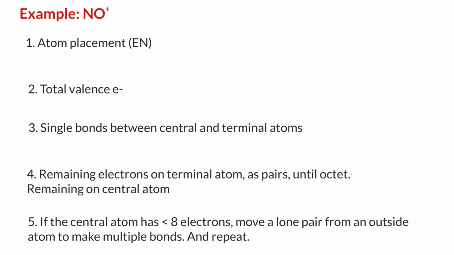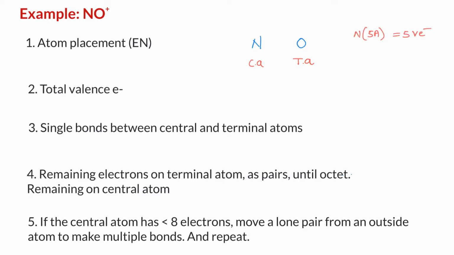Next example, NO+. There are 2 types of atoms here, nitrogen and oxygen. I am going to place the atom with the least electronegativity in the center, that is nitrogen, and oxygen on the terminal. Because this ion has only 2 atoms, I am going to label the nitrogen as central atom and oxygen as terminal atom.